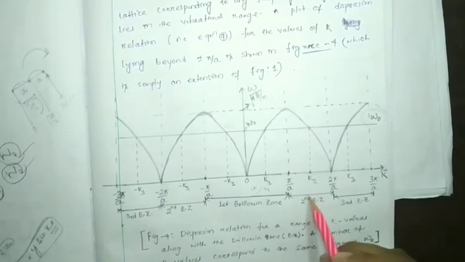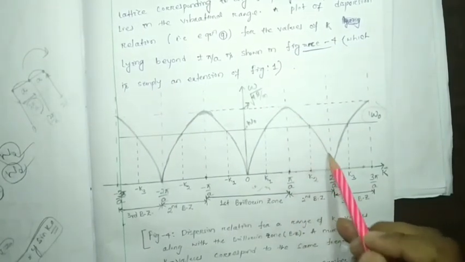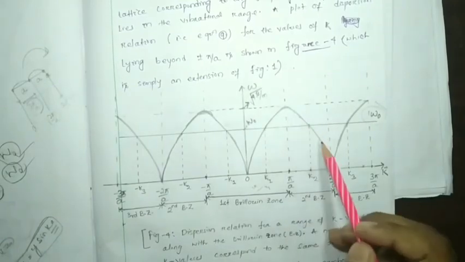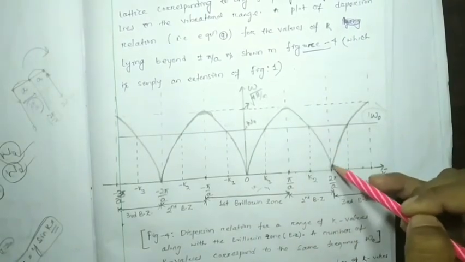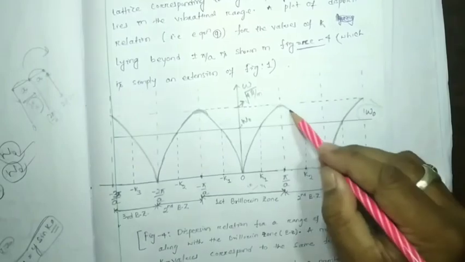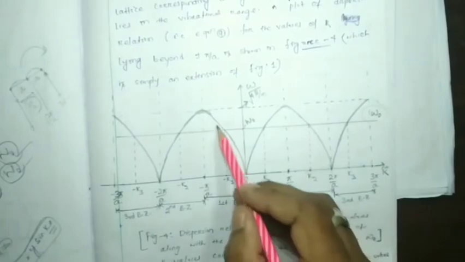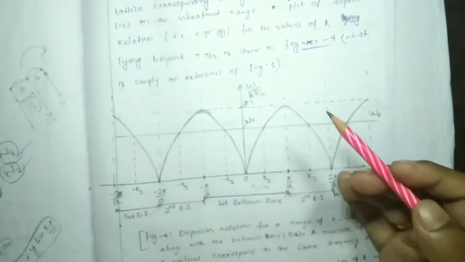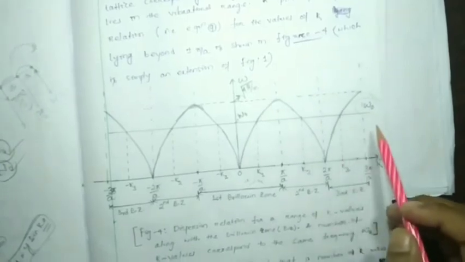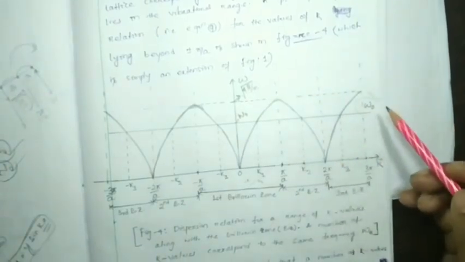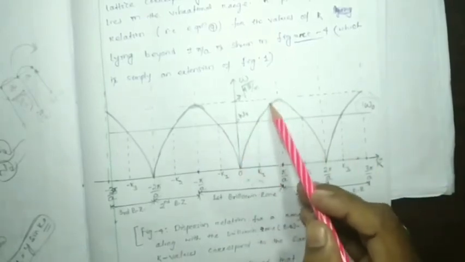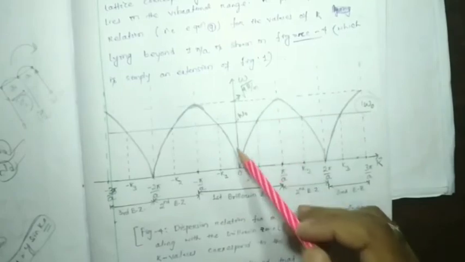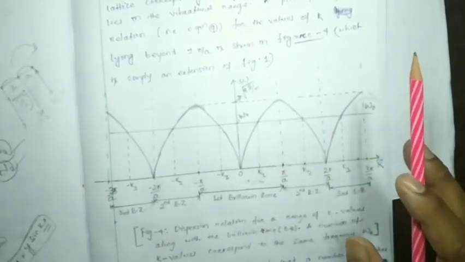So in the second Brillouin zone, the behavior of the graph is similar to the left side of the first Brillouin zone. See, like this one, if you consider from 0, like this. This type of behavior is equivalent to the left side of the first Brillouin zone. Okay, likewise, if you take the higher Brillouin zones and their behaviors, they will be matched with either the right half or the left half of the first Brillouin zone. Did you get my point?